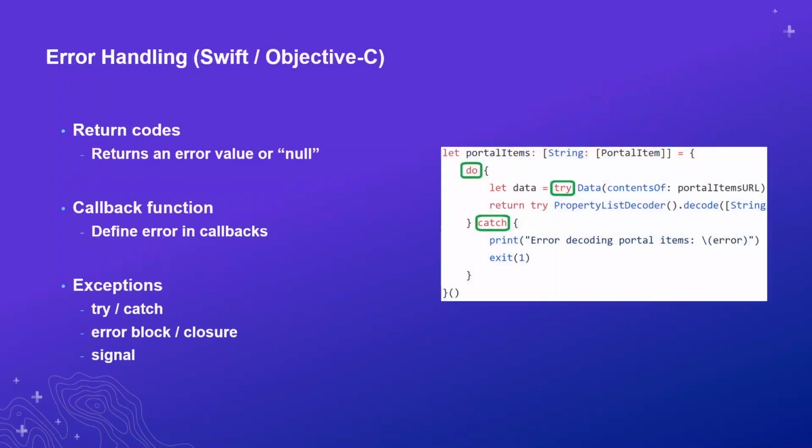Next, in order to handle these errors, we can use practices like using return codes, using callback functions, and using exceptions. All these paradigms are discussed in the Runtime SDK documentation on how to better handle errors.